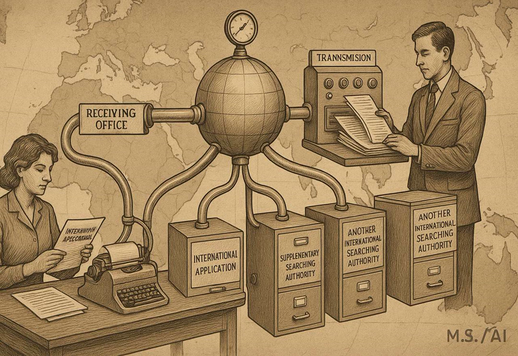Okay, and when that supplementary ISA gets the package, do they know what the first ISA found? Or do they start completely fresh? The MPP says they may take the earlier search report, the ISR, or the written opinion from the first ISA into consideration.